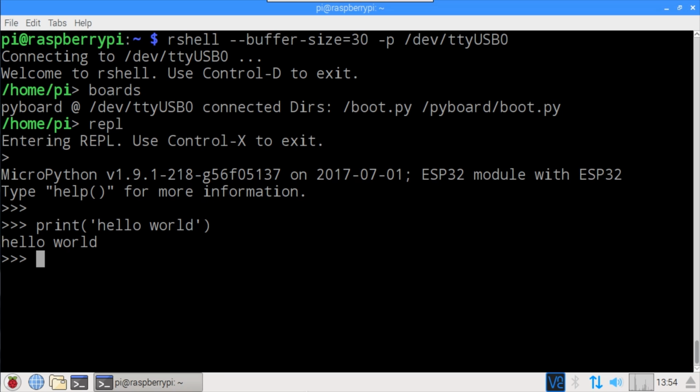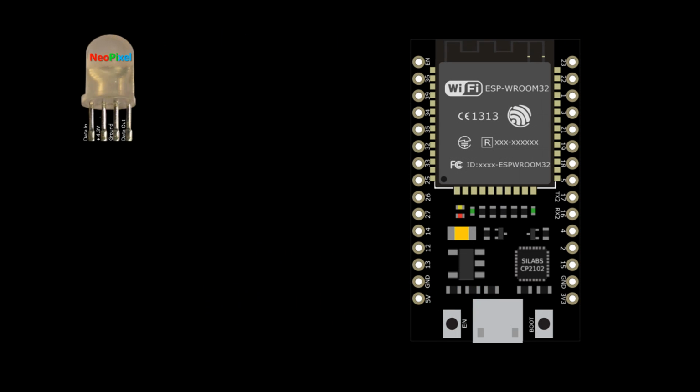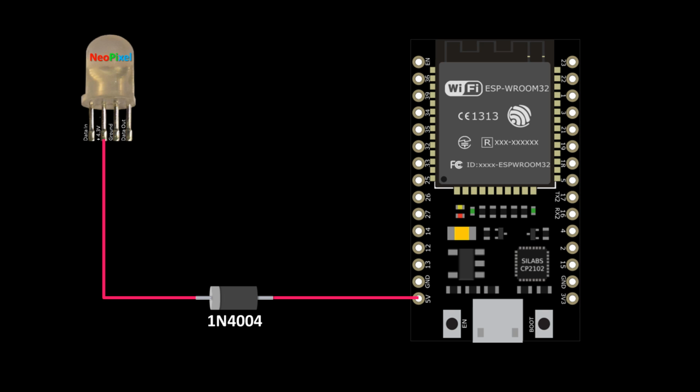Let's try something a little more colorful. A typical first program is to blink an LED. Instead of a regular LED, I'll use a NeoPixel LED. This is an RGB LED with a built-in chip to control color and brightness. It can be driven using a single data line, and it's very easy to connect to the ESP32. A 5-volt pin provides power. A 1N4004 diode is used to drop the NeoPixel voltage from 5 volts to 4.3 volts, which allows the NeoPixel to read the ESP32's 3.3 volt data output.